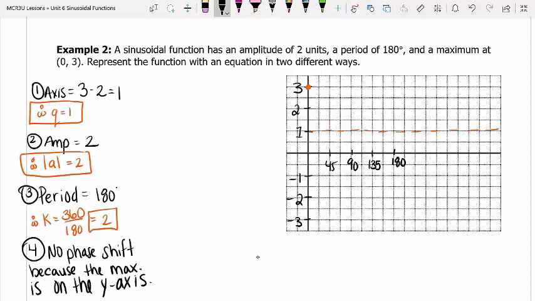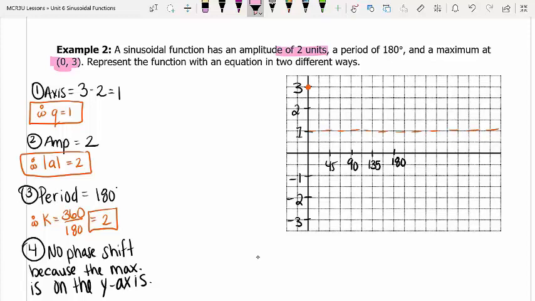To find the axis, you would have used these 2 things. You would have used the fact that you have a maximum at (0, 3), and the amplitude is 2. So the axis is going to be 2 units below the maximum, which is 1. The amplitude was given to you in the question. It was 2, so that was pretty straightforward. Same with the period. Those 2 allowed you to calculate the A value and the K value.